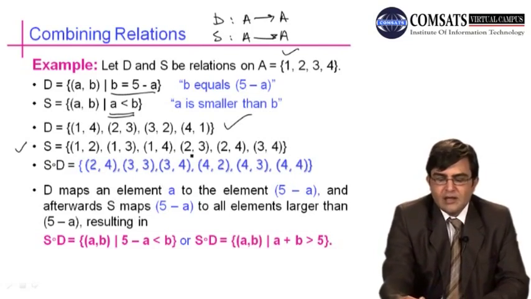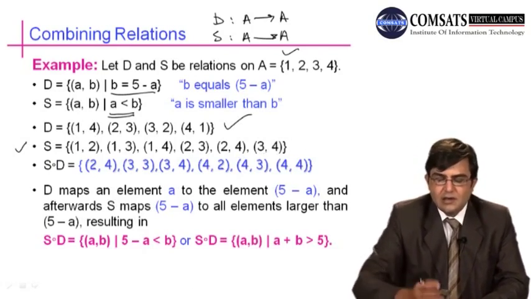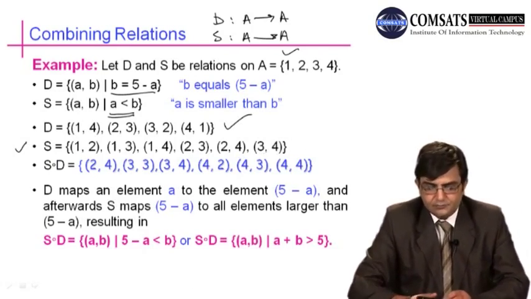Now we choose the second element 2. Here we cannot write 1 or 2, because 2 is not less than 1 and not less than 2. So here we write 2, 3, 2, 4, and then 3, 4. So these are all elements we can choose in S.